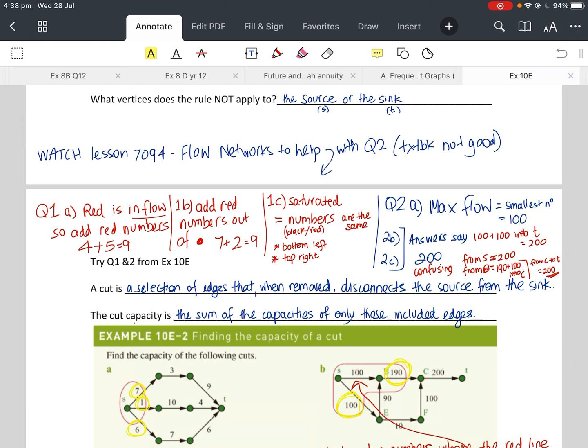So then it started talking about cuts. So a cut in a flow diagram is the selection of edges that when you remove them, it disconnects the source from the sink. So it's like you've got a busted pipe and you're stopping the flow from the source to the sink, if we're talking about water, okay? Flow networks work best with water, quite frankly. And a cut capacity is the sum of all the capacities of these included edges.